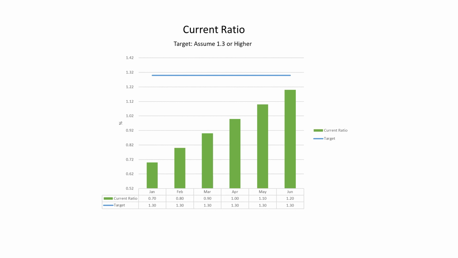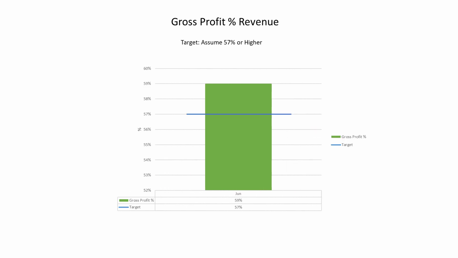Now, let me give a different example. Let's look at gross profit as a percentage of revenue. Looking at the first slide, you can see that our target is 57%. So we want 57% or higher. And June shows 59%. Well, that's good, right? We're favorable. Well, let's look at the next slide.